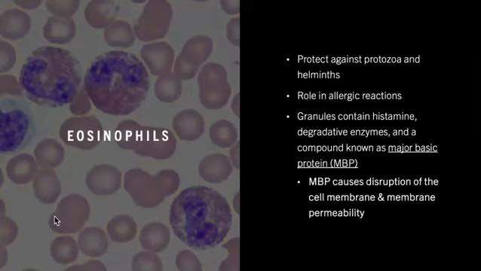Now let's talk more about the eosinophils. These work to protect us against protozoa and helminths. Their role also is going to be within allergic reactions, and that's because their granules are going to contain histamine. We also have degradative enzymes and a compound known as the major basic protein, MBP, and that causes a disruption of the cell membrane and cell permeability of the microbes.